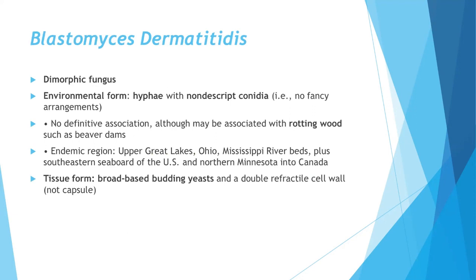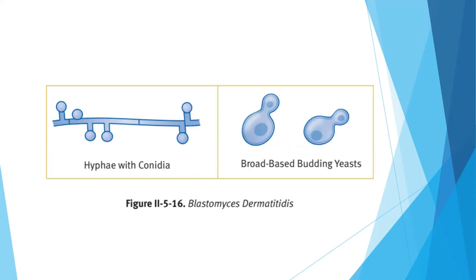Blastomyces dermatitidis is also a dimorphic fungus. The environmental form consists of hyphae with conidia. There is no definitive association, although it may be associated with rotting wood such as beaver dams. Endemic regions are Ohio, Mississippi, and northern Minnesota. The tissue form is broad-based budding yeast with a double refractile cell wall, which is not a capsule. Here we have hyphae with conidia and the broad-based budding yeast of Blastomyces.